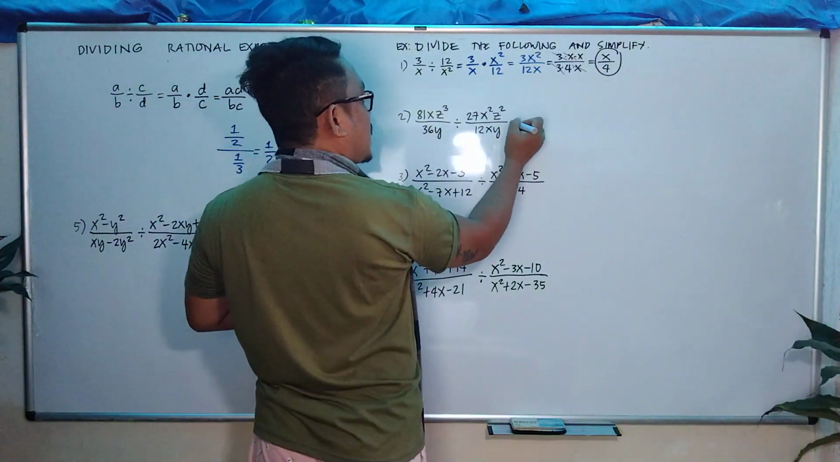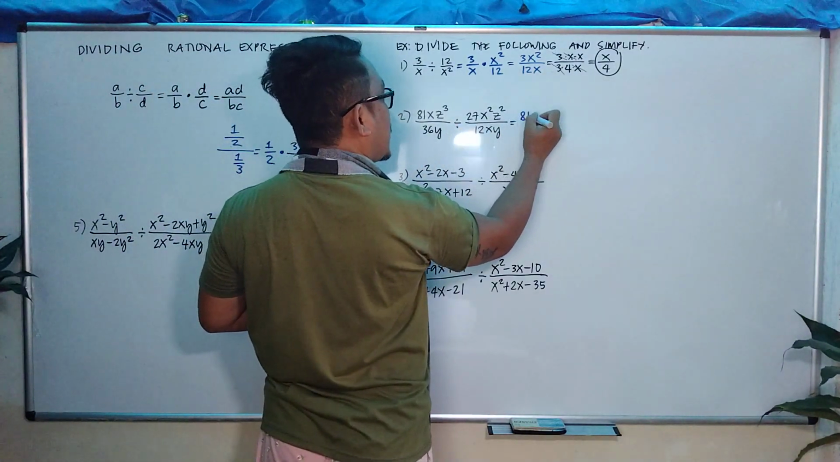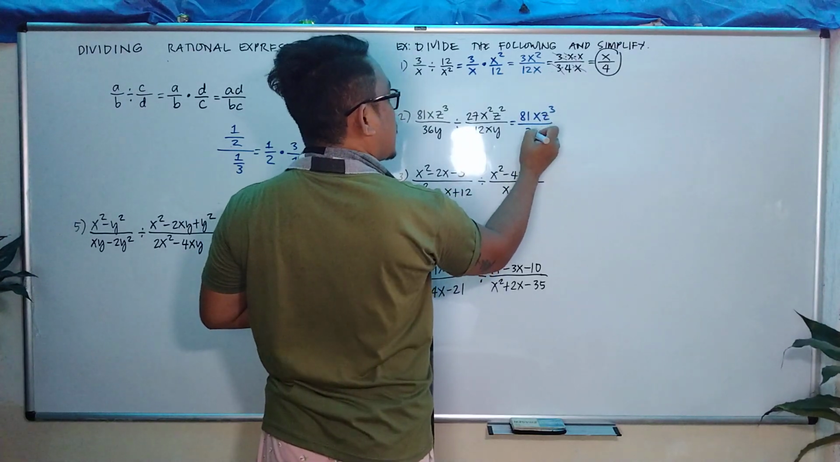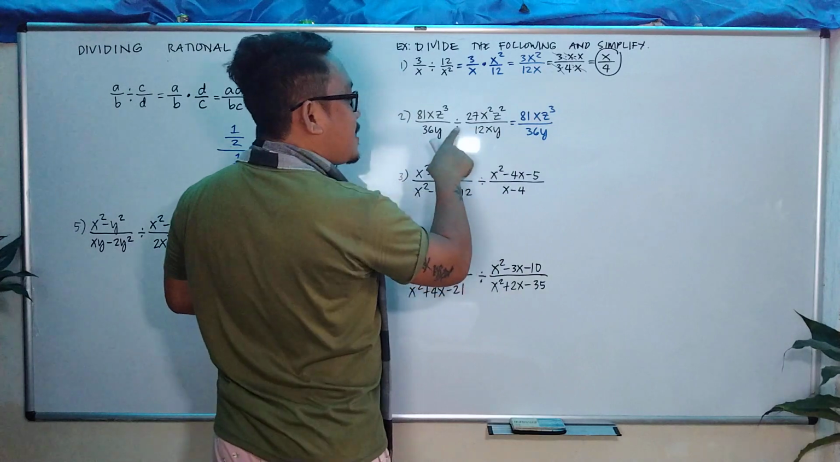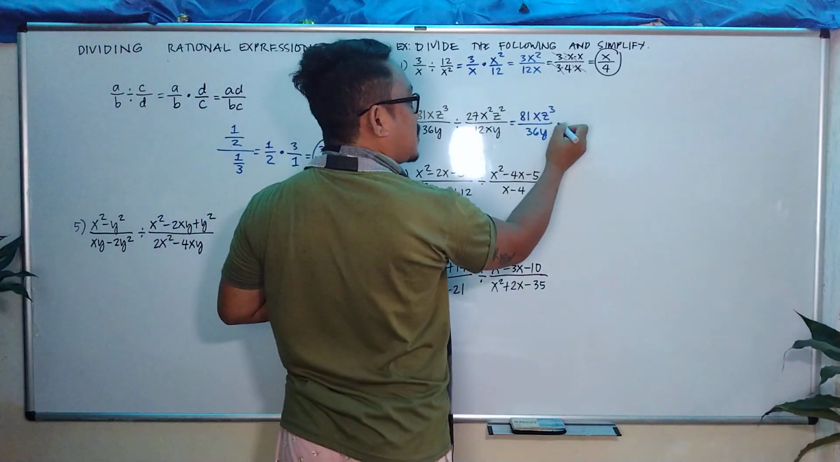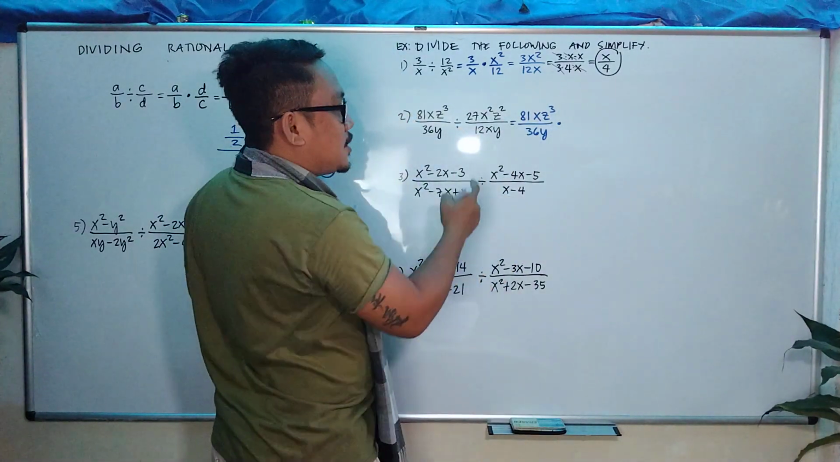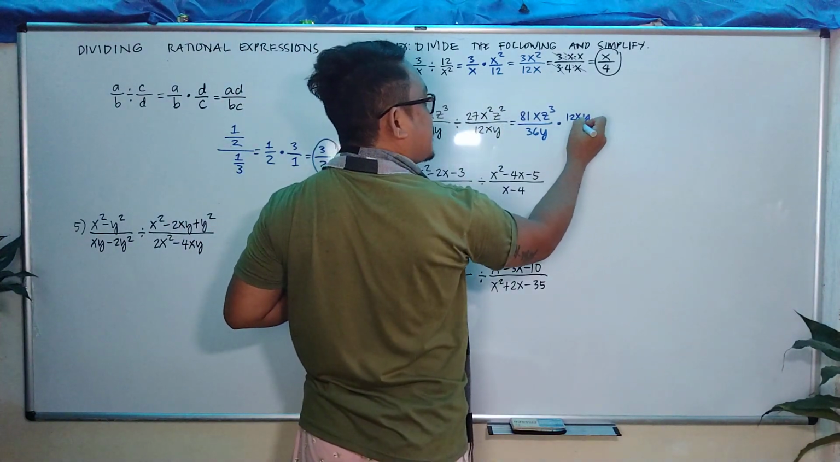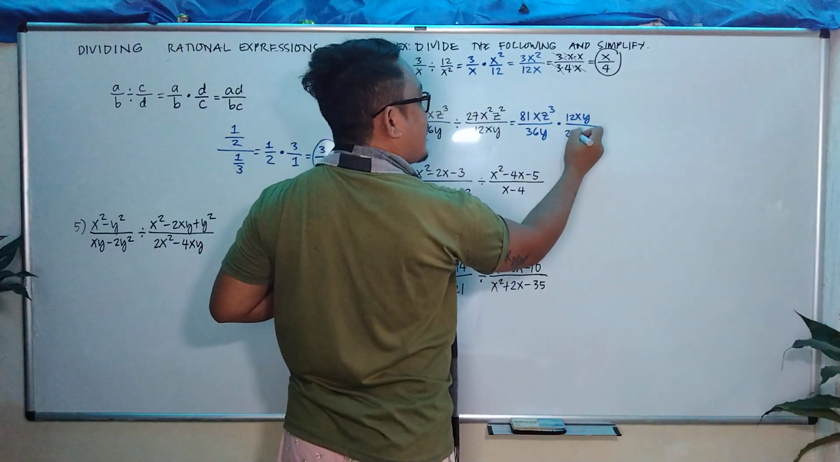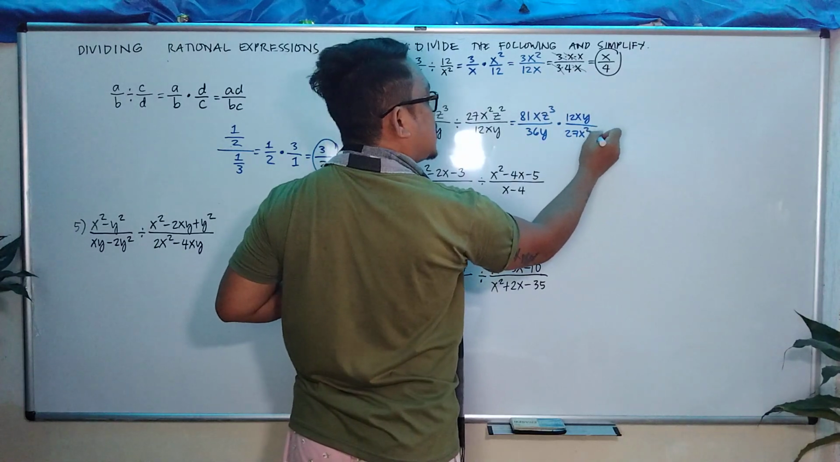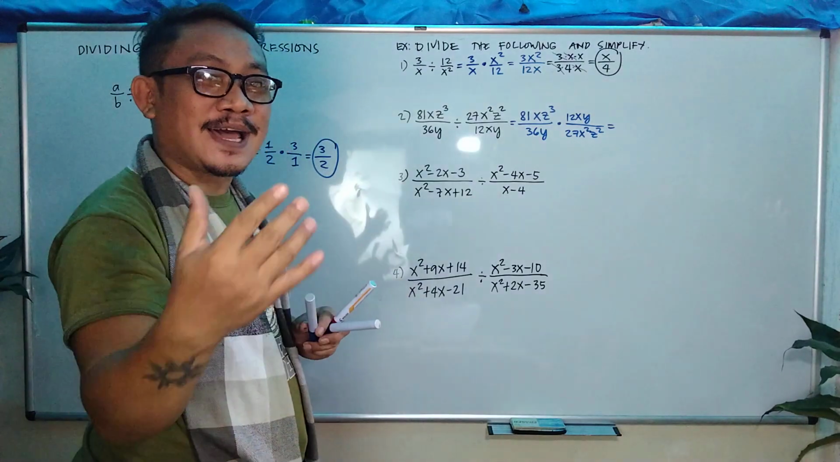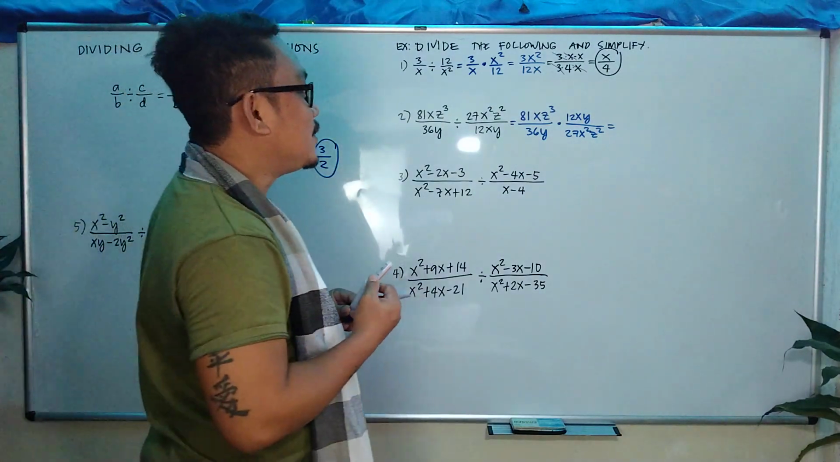Again, we copy the first fraction. You have 81xz cubed over 36y. Then from division, that becomes multiplication. So we take the reciprocal: 12xy goes on top, over 27x squared z squared at the bottom. Follow, class? Okay, very good.